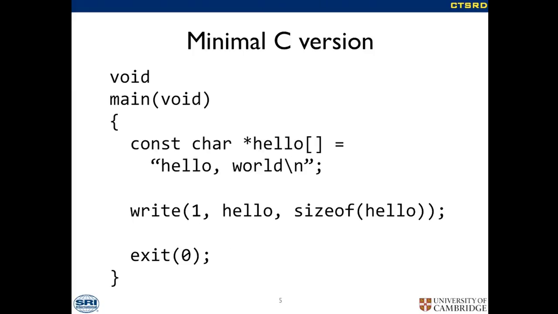Before that, though, let's talk about the minimal version of Hello World. This is the smallest thing you could write in C that emits the string. It uses the write system call and just splats it out by length. And then it calls exit, which is also a system call. It's very simple, very straightforward.